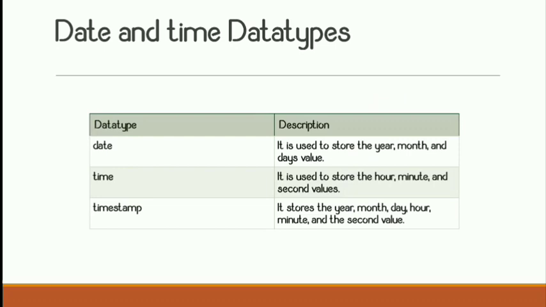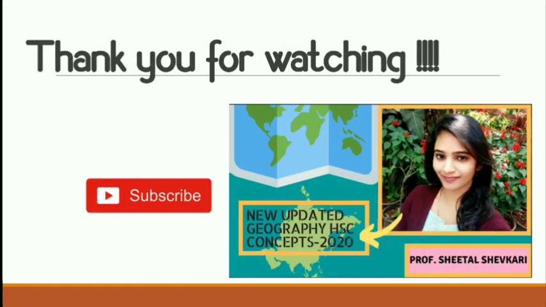And last is timestamp. It stores the year, month, day, hour, minute, and second value. So the timestamp is the combination of both, that is date as well as time. If you want to cover both the types, date as well as time, then you have to store it under the timestamp data type. So this is all about the data types which are related to your database management system.